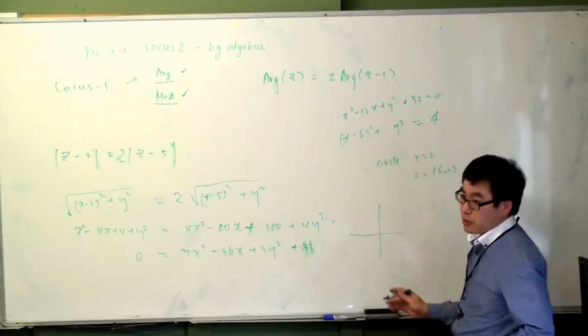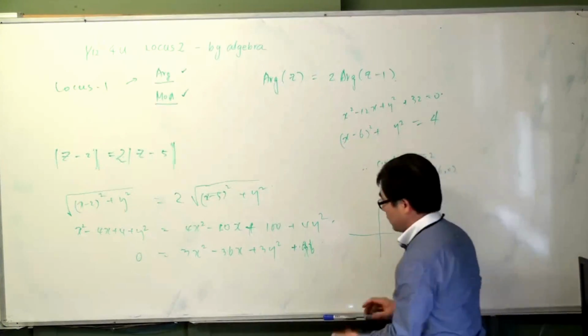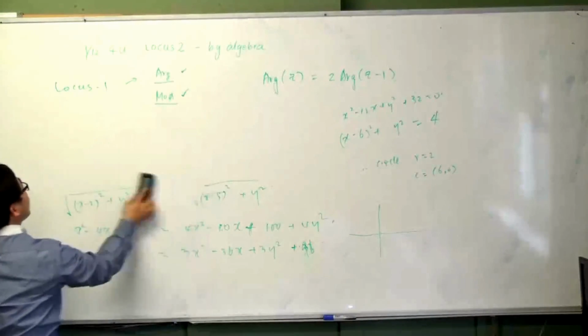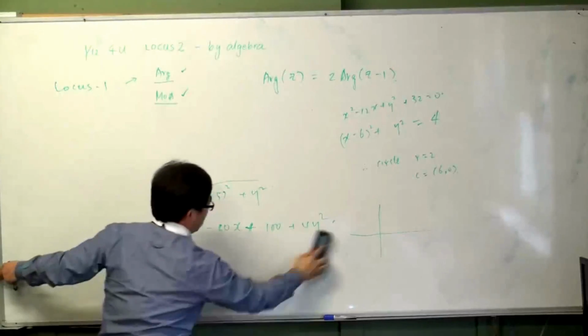Okay, that's the algebraic one. Those are easy ones, right? Now, those are the things we like to do today for locus algebra.